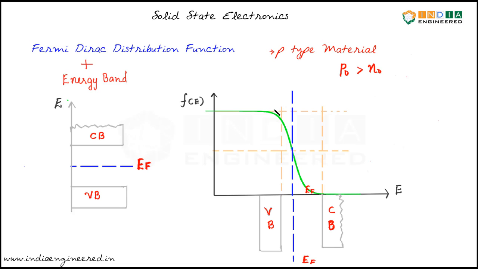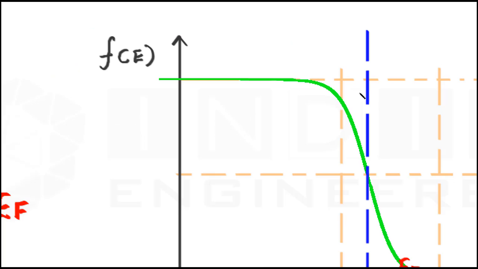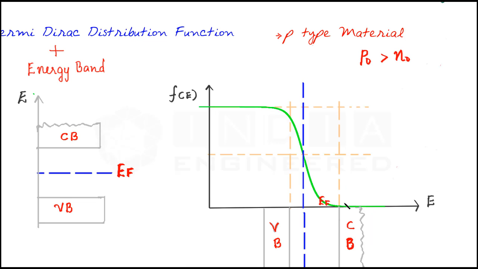So let's take a closer look. So we can see that if we move the Fermi level further closer to the valence band, we can see that this probability of finding holes is increasing. Similarly, the probability of finding electrons in the conduction band decreases.